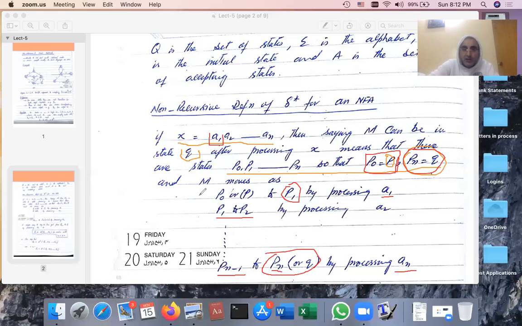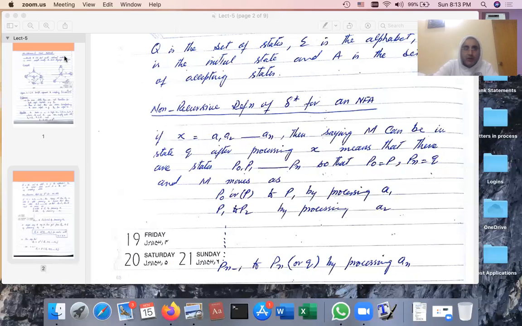And this is individually a delta, this is another delta, this is another delta, because we are discussing each and every transition, each and every delta, because we are considering non-recursive definitions for an NFA when we process some string x, which contains some symbols. So now I am clearing this drawing and then moving forward.